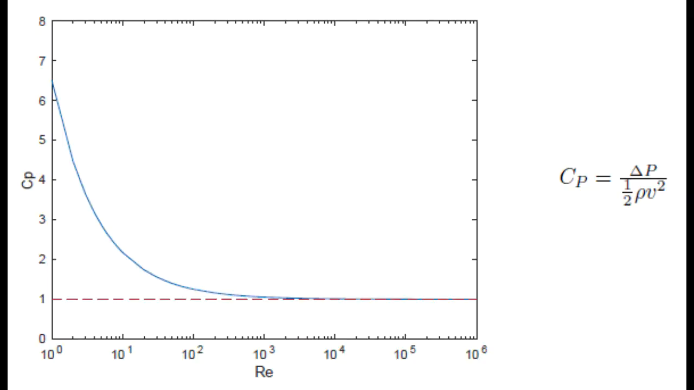So this is a graph of the pressure coefficient in the Venturi meter compared to Reynolds number. You can see for small Reynolds numbers, 10 to the 0, 10 to the 1, the pressure coefficient is up at 5, 6, somewhere in that range. But then as Reynolds number gets higher, up to 100, 1,000, 10,000, it gets closer and closer to 1. So anything above roughly 10 to the 3rd, it's pretty close to 1.